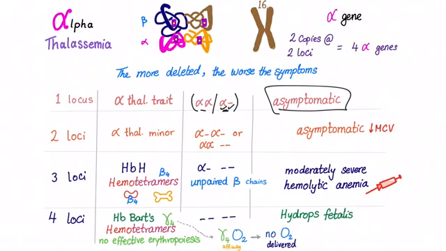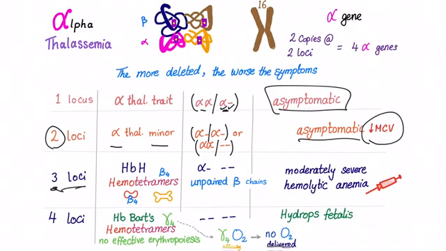What about if 2 loci are deleted? We call this alpha thalassemia minor. It can be either alpha negative, alpha negative, or alpha alpha, negative negative. What are the symptoms? Asymptomatic, maybe a very mild microcytic anemia, and of course microcytic anemia has low MCV.